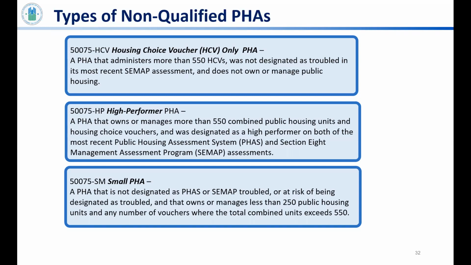The last one on this slide, it's not the very last one, the 50075 SM, the SM stands for small. It also says on the form streamlined annual PHA plan, so sometimes you'll see that title on the form itself. It's a PHA that owns or manages less than 250 public housing units and any number of vouchers where the total combined unit exceeds 550. It is not designated as FOSS or CMAP troubled or at risk of being designated troubled.